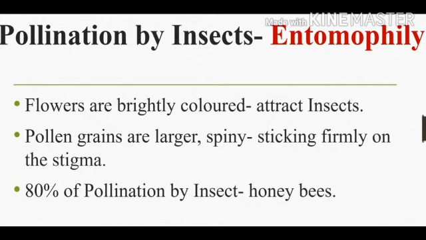Here the flowers are brightly colored. If the flowers are brightly colored, then the insects can be attracted very soon. The pollen grains will be very large and spiny for sticking firmly on the stigma. And 80% of the pollination by insects occurs through the honeybees. Honeybees are involved in the pollination by insects.